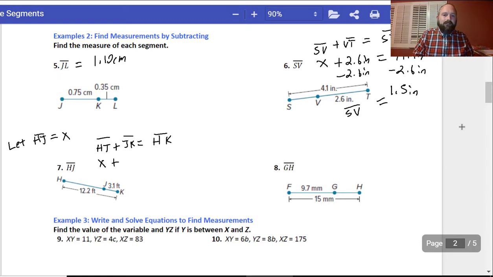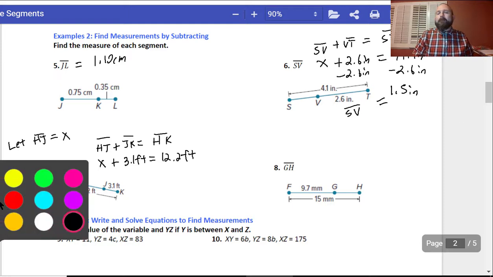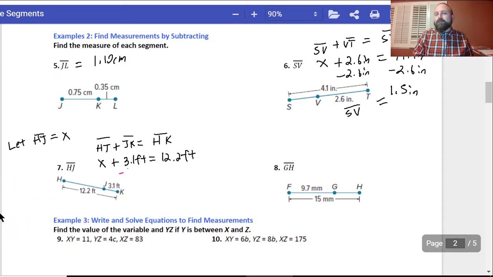Plus JK is 3.1 feet, which is equal to HK, 12.2 feet. Now how do we solve for x? Well, it's adding 3.1, so we're going to subtract by 3.1. But technically, we're not subtracting by 3.1, we are subtracting by 3.1 feet. And so we get x is equal to 9.1 feet.